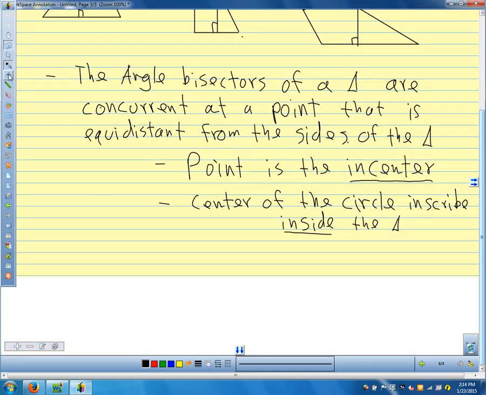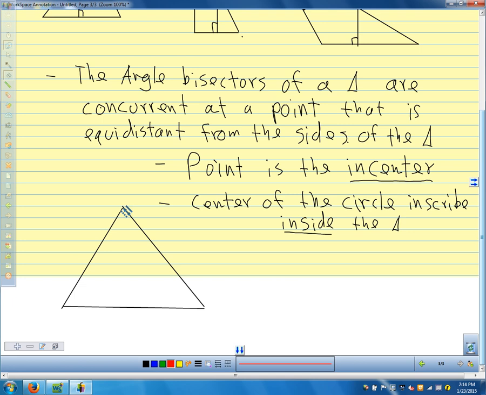So let's draw a picture of what the incenter, how we tell if we have an incenter. So we're going to have the angle bisectors. So I'm just kind of guesstimating on the angle bisectors here.